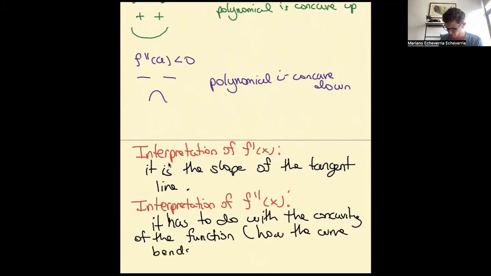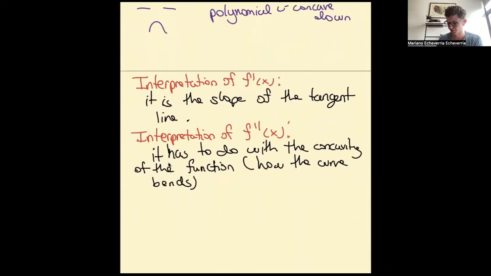Is that making sense? Are there any questions about this? So again, the first derivative is slope. The second derivative is more like the bending of the curve. So just based on that, what would you say the second derivative of a line should be? This is more of a conceptual question.